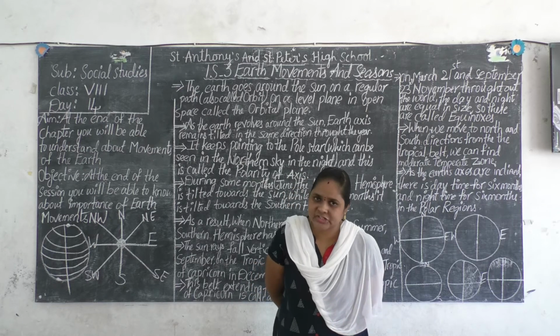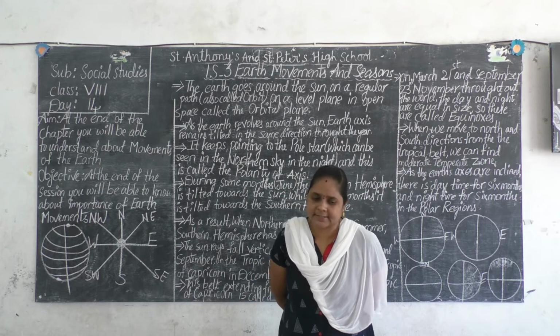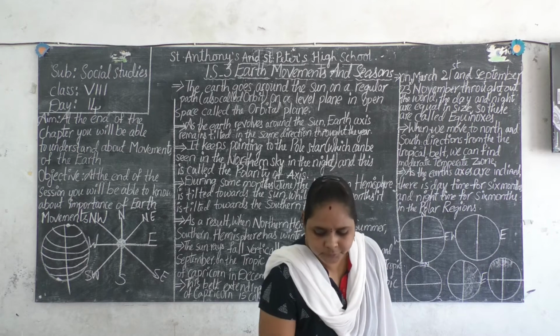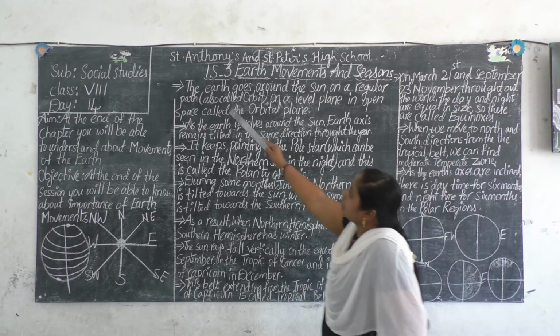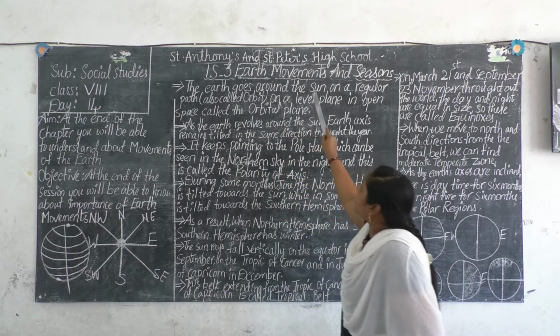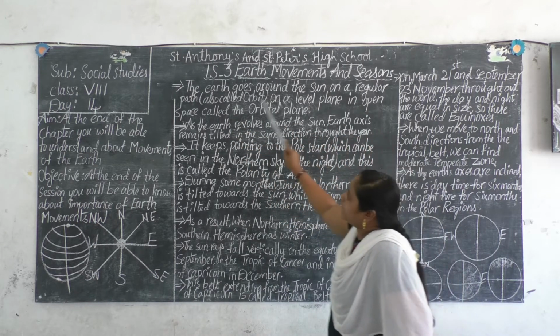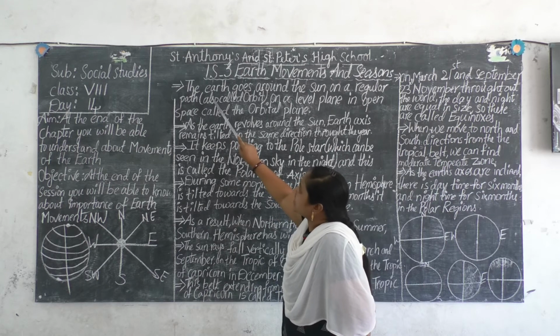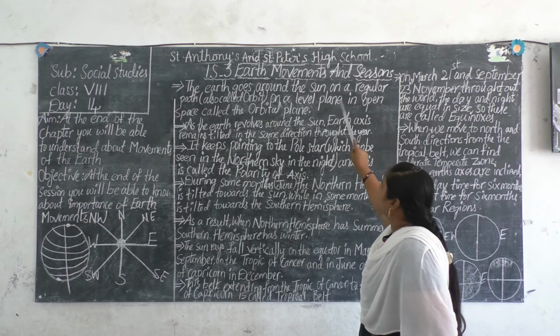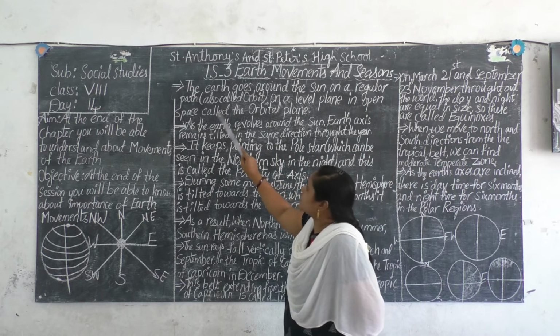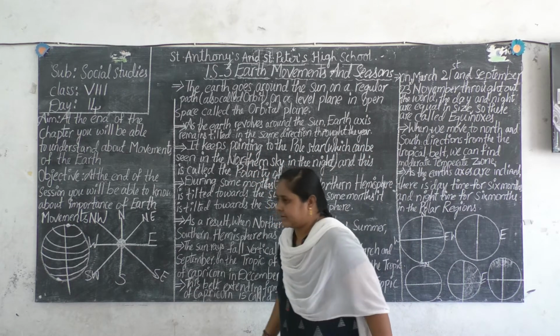By this rotation and the revolution of the earth. Yes. So, shall we see here? The earth goes around the sun on a regular path, also called an orbit, on a level plane in open space called the orbital plane.